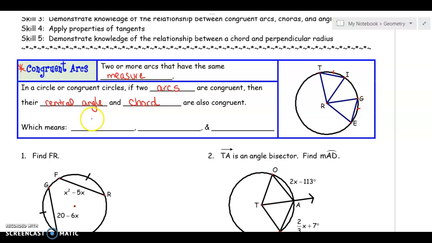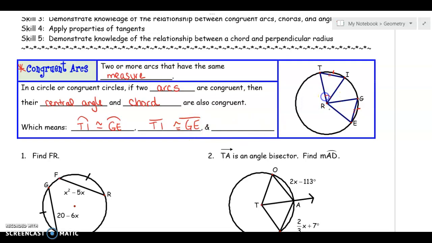All right, let's say that we know that arc TI, oops, I did the wrong symbol, arc, not segment. Arc TI was congruent to arc GE. If those arcs are congruent, the segments that open up to those arcs are going to be congruent. So this segment TI and this segment GE, those will be congruent. TI will be congruent to GE.